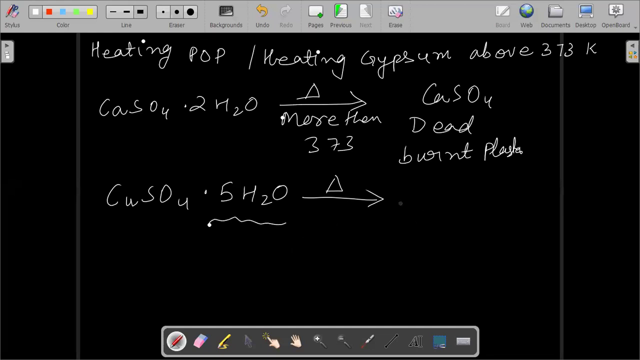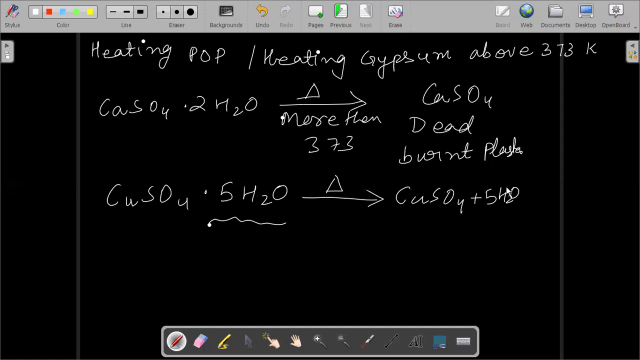It will lose the water of crystallization, and you will be left with CuSO4. The 5 molecules of water of crystallization will be removed. What changes will you expect here? The salt turns white in color.